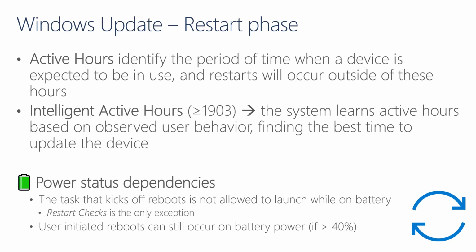Also for the restart phase, we have power status dependencies. By default, the client cannot reboot if it's running on battery. There are two exceptions to that rule. If a user initiates a reboot, the reboot can occur only if the device has at least 40% of battery. Otherwise, the end user will be notified to plug the device to a power source. The other exception is if you have selected restart checks. So let's explain a little bit more about restart checks.